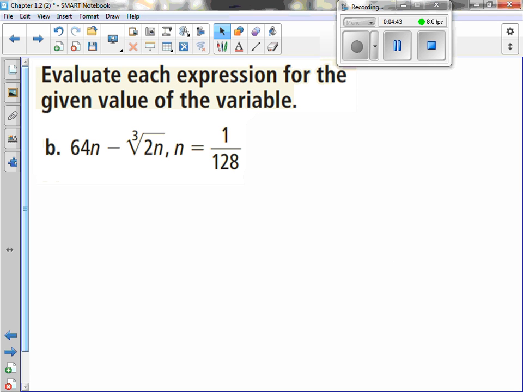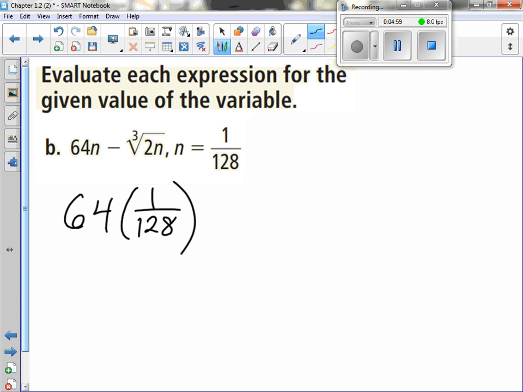All right, let's do another one. So again, pause this video, work this problem out, and then check to see if you got the same answer as I did. Now hopefully you just paused it and already got the answer, and hoping to see that we get the same answer. So we're going to do 64 times 1 over 128, because again, we're plugging in 1 over 128 for n.